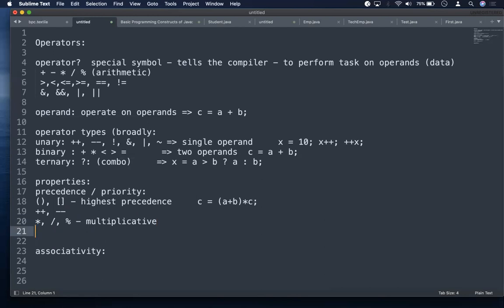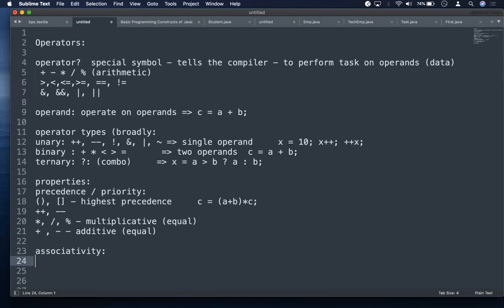These are called multiplicative operators. Then we have additive operators, that is plus and minus. These additive operators have less priority when compared to the multiplicative. One more thing: the multiplicative operators all have equal priority, and the additive also have equal priority. That means none is lower or greater than the other. Asterisk and division have the same priority. But when compared to the additive operators, they have the higher priority. So this is about precedence in general.